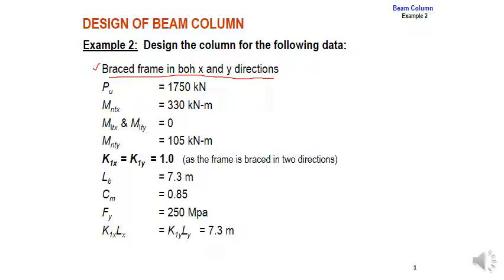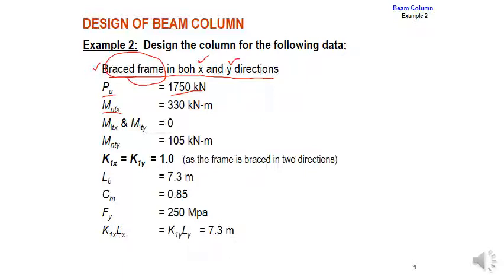The very first information about this frame is that the given frame is a braced frame in both x and y direction. So that's what you have to consider. For the stability, the effective length factors need to be calculated based on this information in our mind, that it is a braced frame in both x and y direction. Now your PU is 1750 kilonewtons.